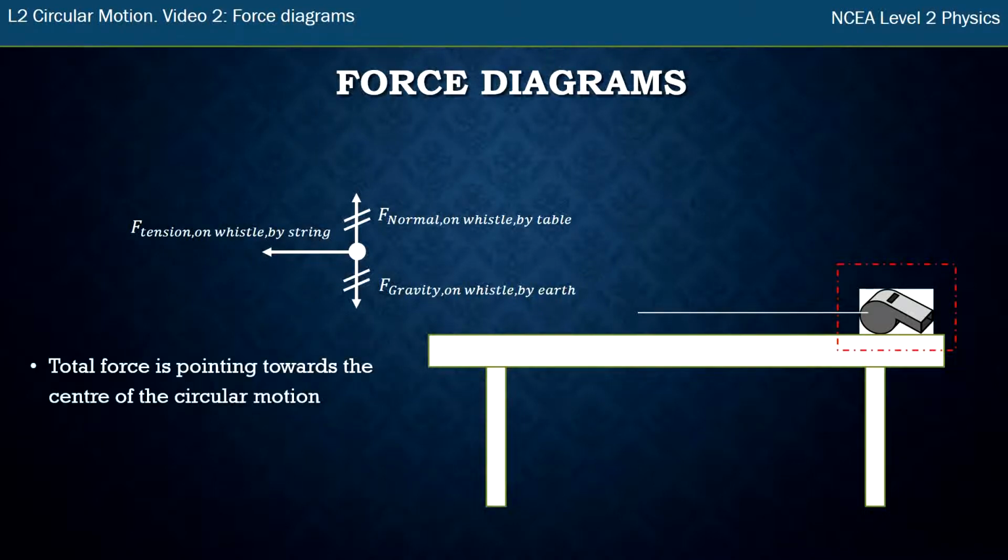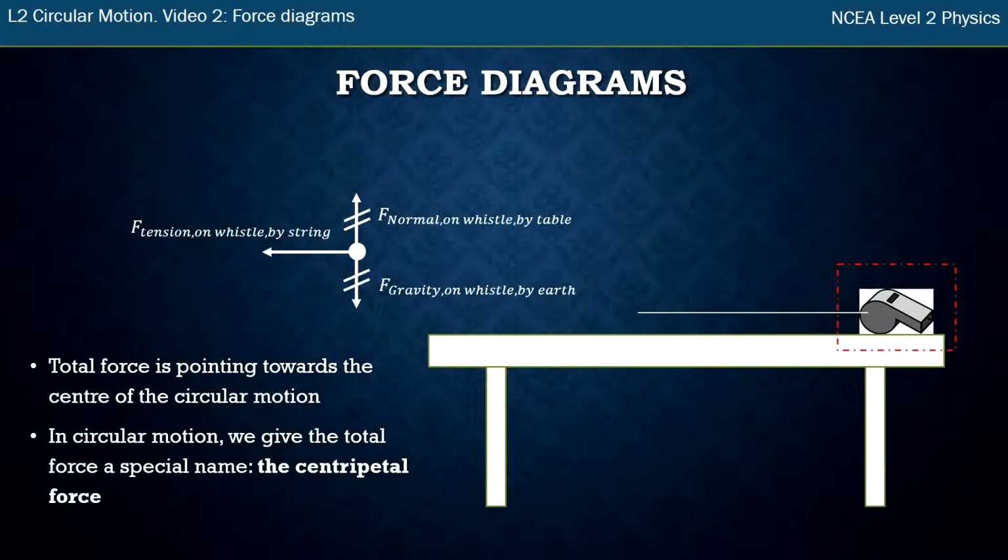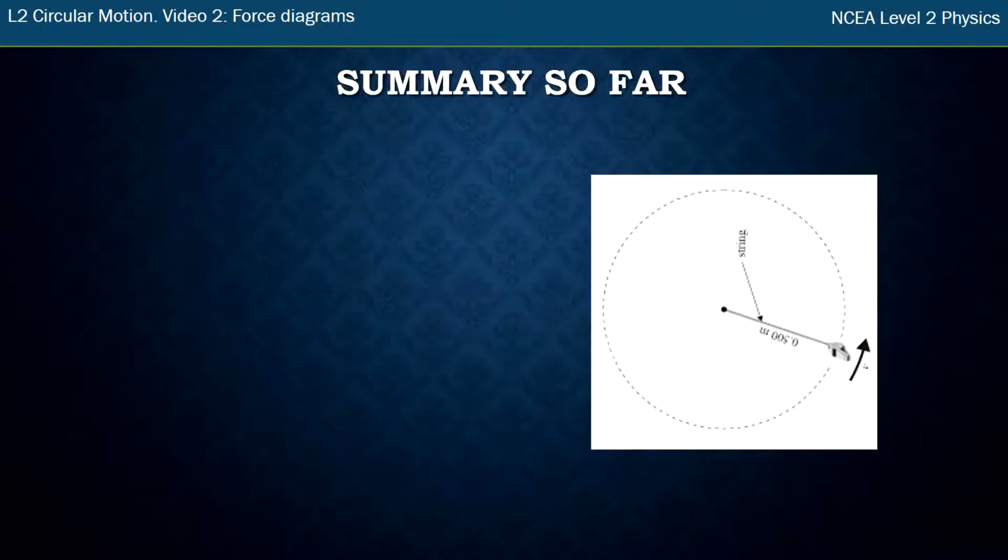The total force in circular motion always points towards the center. Okay, that's a key rule you need to be able to remember. And in circular motion, we give the total force a special name. It's called the centripetal force. It looks like it's read centripetal, but it's said centripetal. It's not its own force, it's a special name we give to the total force.